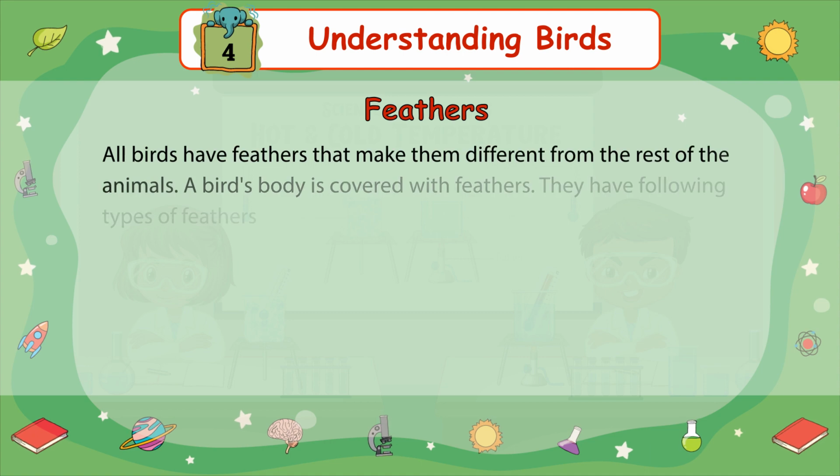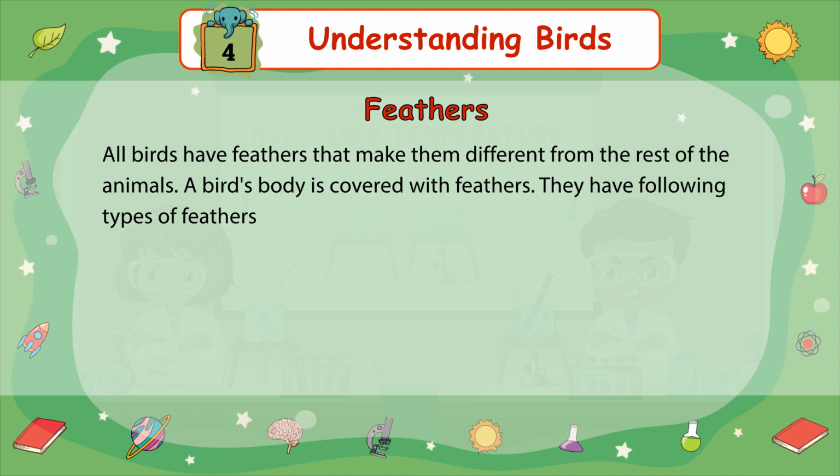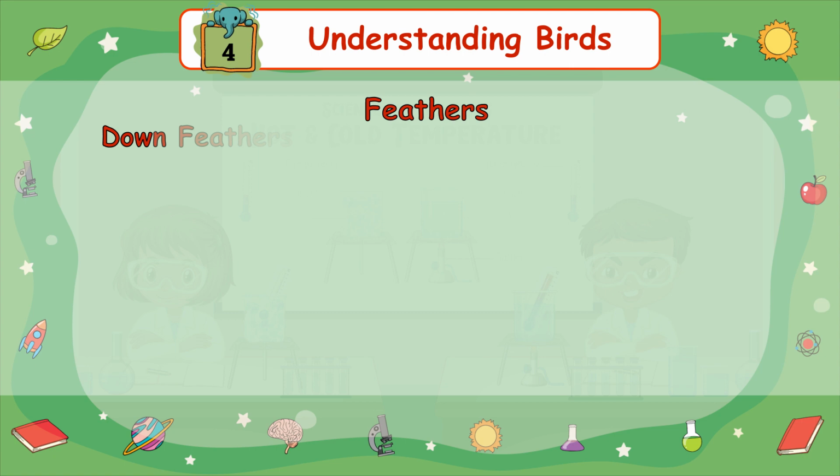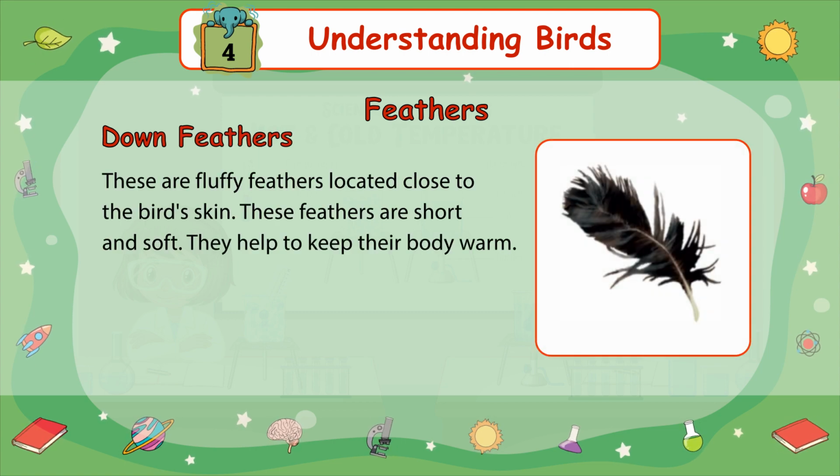Feathers. All birds have feathers that make them different from the rest of the animals. A bird's body is covered with feathers. They have the following types of feathers: down feathers. These are fluffy feathers located close to the bird's skin. These feathers are short and soft. They help to keep their body warm.